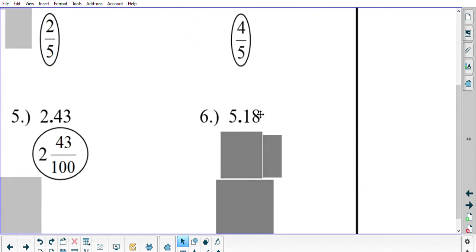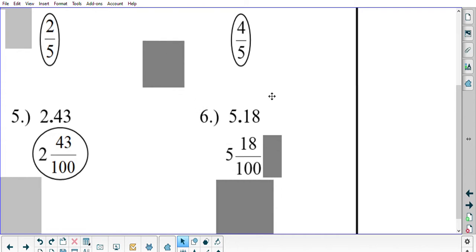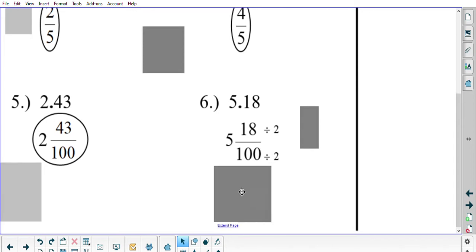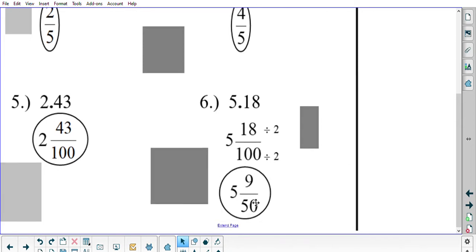Number 6, did you put the 5 as a whole number? If you forgot it, quickly write it down. Now, this will be 18 over, let's see, tenths, hundredths. The 8 is in the hundredths, so it's 18 hundredths. Don't you dare circle that. They're not in simplest form because 18 and 100 are both divisible by 2. Remember how I keep telling you, even numbers are both divisible by 2? Please don't ever forget that. Final answer, 5 and 9 fiftieths.